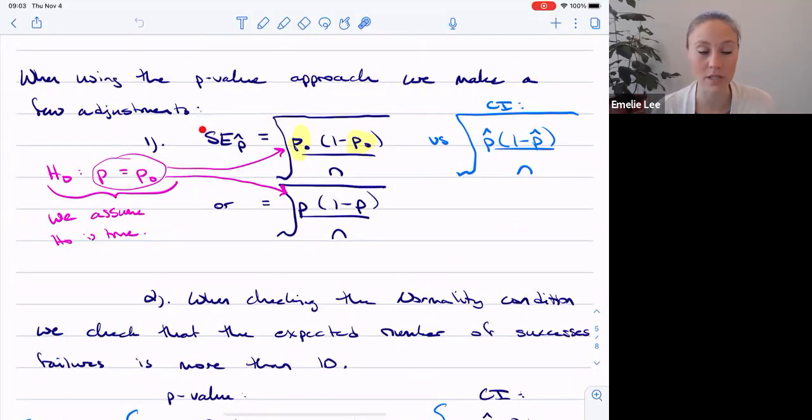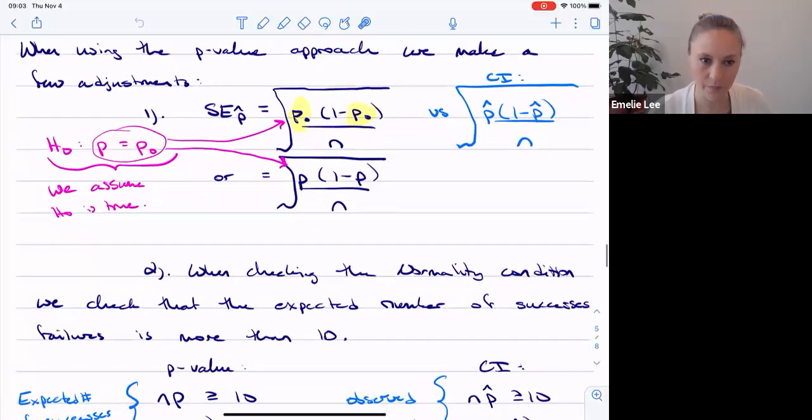Of course, it's really important that we are able to assume that we can use a normal distribution, so we have to check it. One of the things that changes is that for our standard error, we no longer use the p-hat that we use in the confidence interval. We have a hypothesized proportion, and that's the proportion that we're going to use. The reason for that is because we assume that the null hypothesis is true until we have proof otherwise.